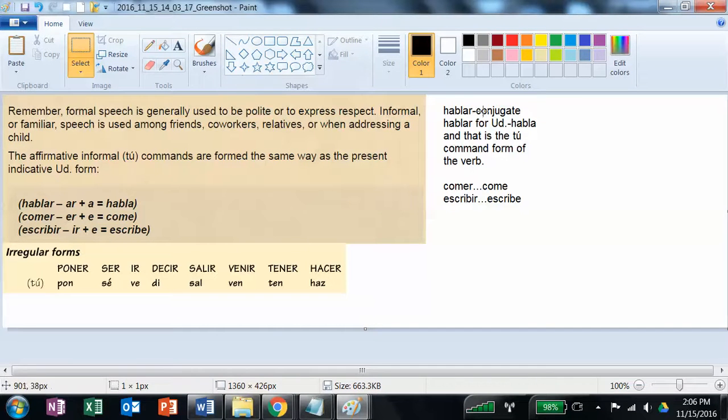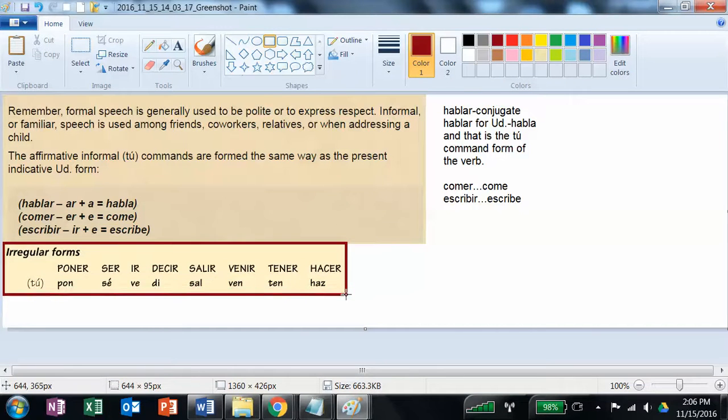This is the rule: you conjugate most verbs for the usted form, and that's all you have to do, and you've got your command. That's how you can tell somebody what to do. But when it comes to these verbs right here, you've got to memorize their command form. They do not use the third person or the usted form to form the command.